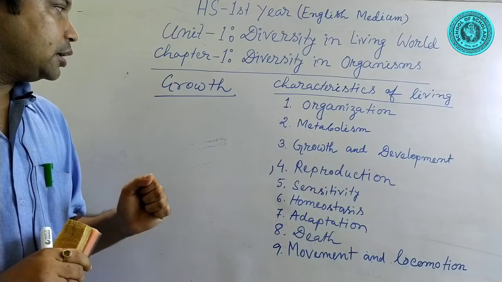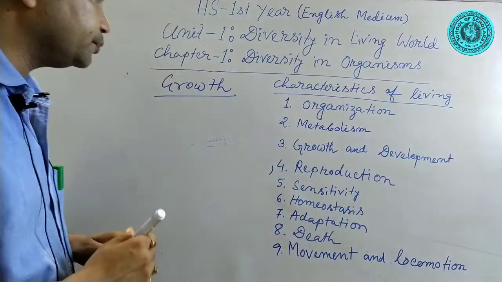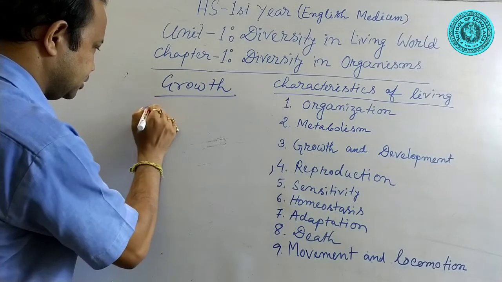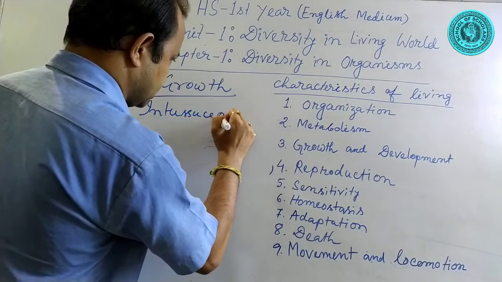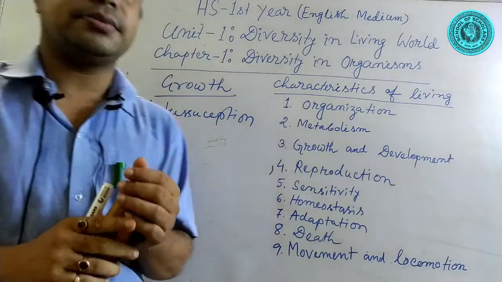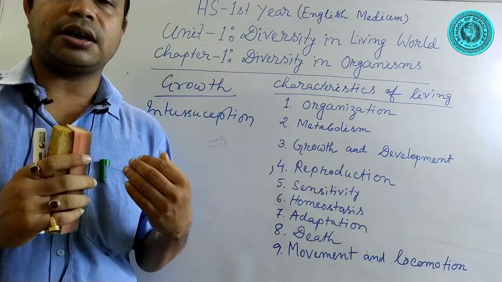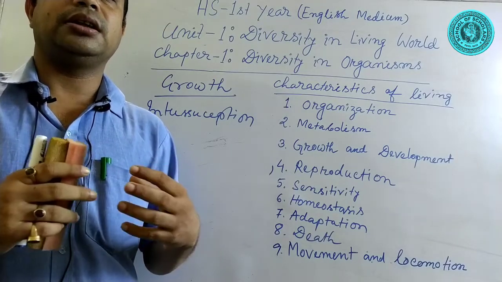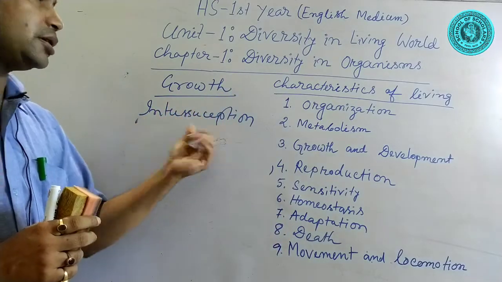Okay, in case of living beings, the growth is called intussusception. Intussusception means internal growth. The growth of living organisms is called intussusception. In this case, different kinds of molecules are internally aggregated to increase the dry weight of the living being. Therefore, this kind of growth is called intussusception.